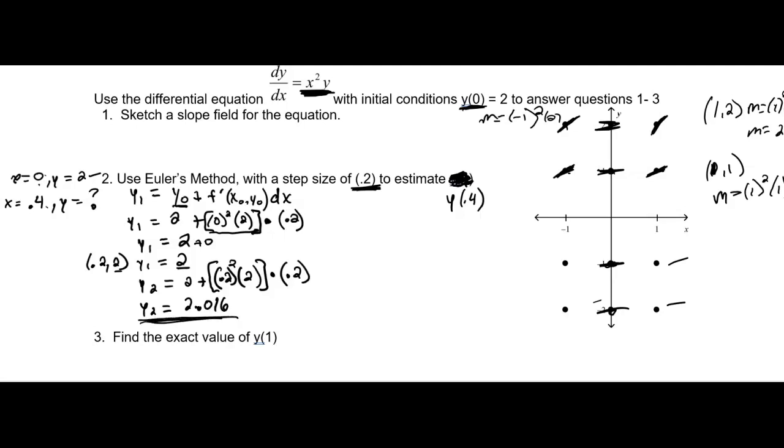Euler's method is similar to a Taylor polynomial or Taylor series. They expect you to use the approximation symbol. So the way we would want to write this is we would now say y of 0.4. Actually write what we're looking for, y of 0.4. Don't leave it in terms of y sub 2. It is approximately 2.016.